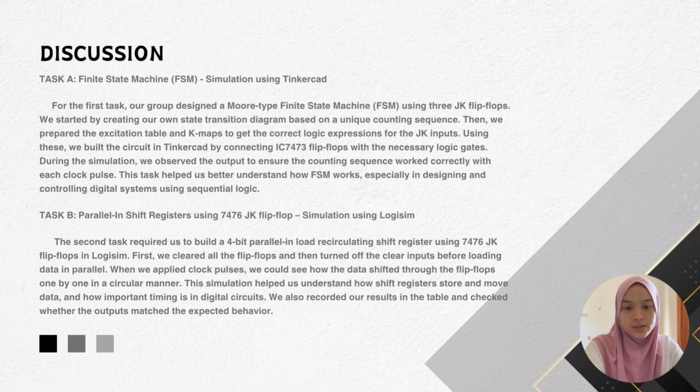Hello, my name is Siti Nurzunaira and my matric number is 241062. And I'll present the discussion. For the first task, our group designed a multi finite state machine, FSM, using 3 JK flip-flops. We started by creating our own state transition diagram based on a unique counting sequence shown in this project report. Then we prepared the excitation table and K-maps to get the correct logic expressions for the JK inputs.